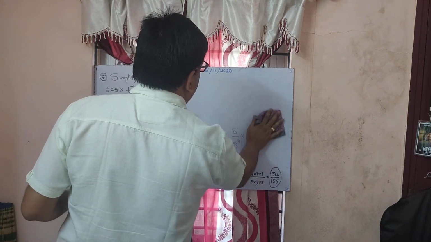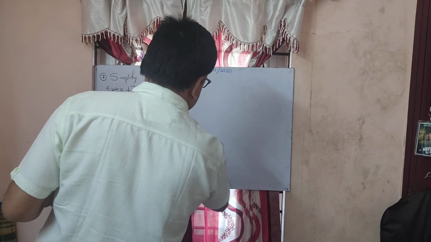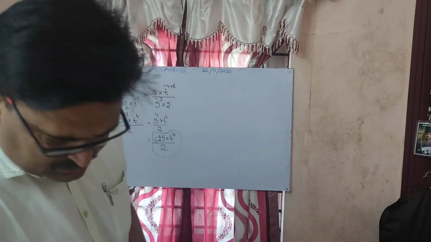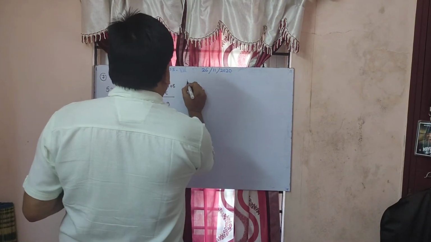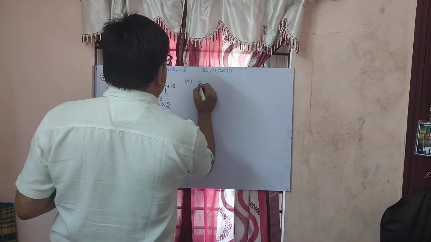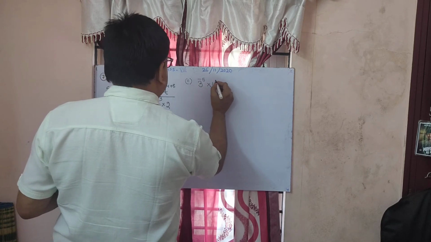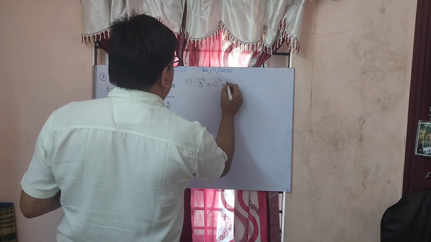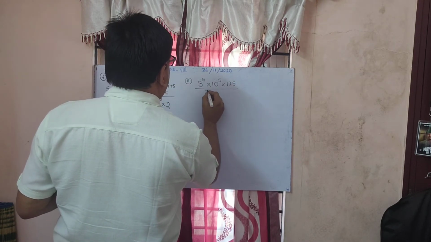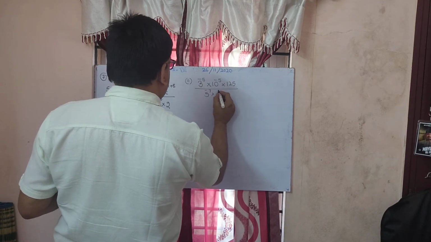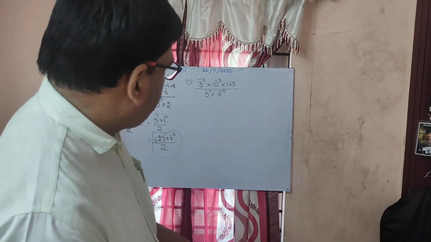And the last example. Now, second example. 3 to the power minus 5, 10 to the power minus 5 into 125 divided by 5 to the power minus 7 into 6 to the power minus 5. Okay now.